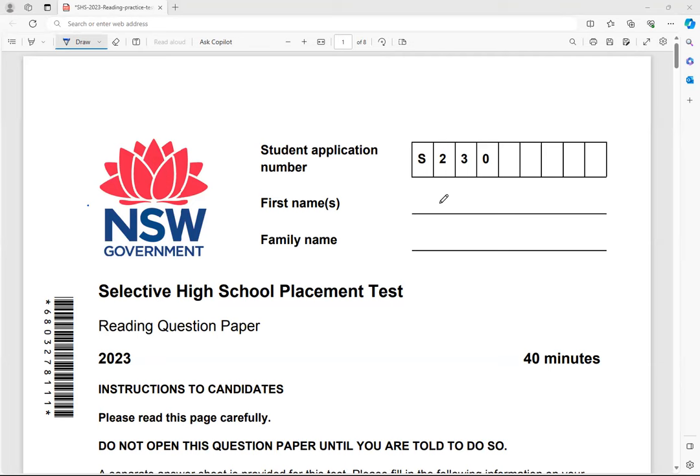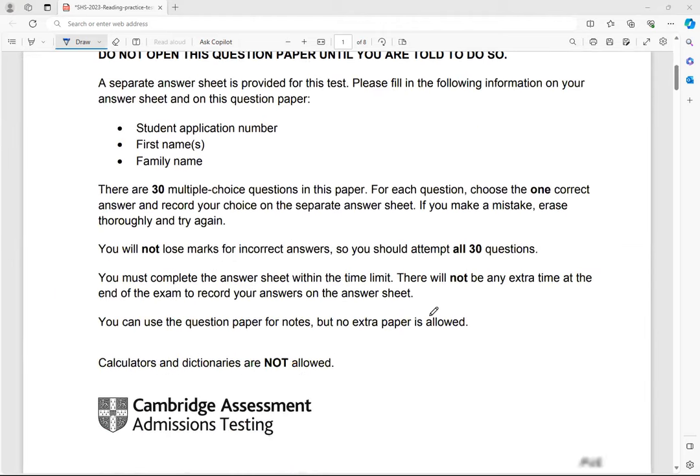In the actual selective test, for the reading portion of the test, you will have 40 minutes to answer 30 multiple choice questions. As this is the sample test, we don't actually have 30 questions in this paper, but just be prepared to answer 30 multiple choice questions in 40 minutes in the actual test. So let's start.